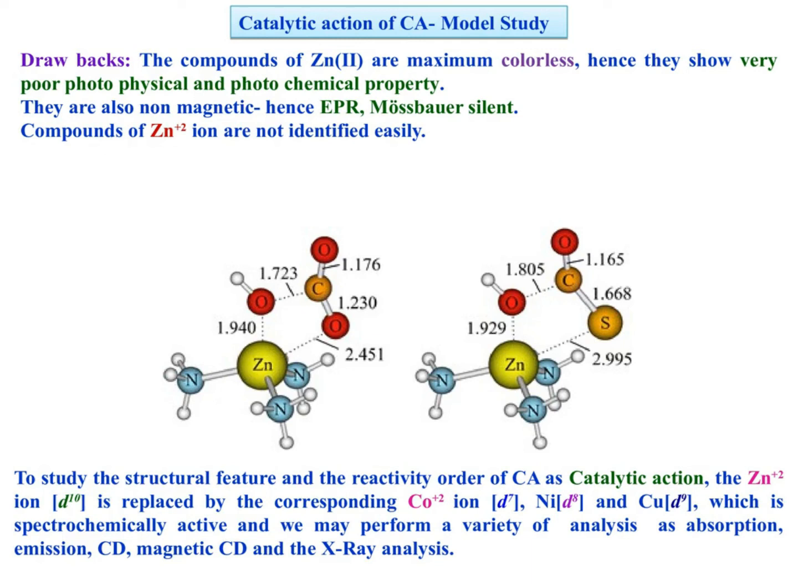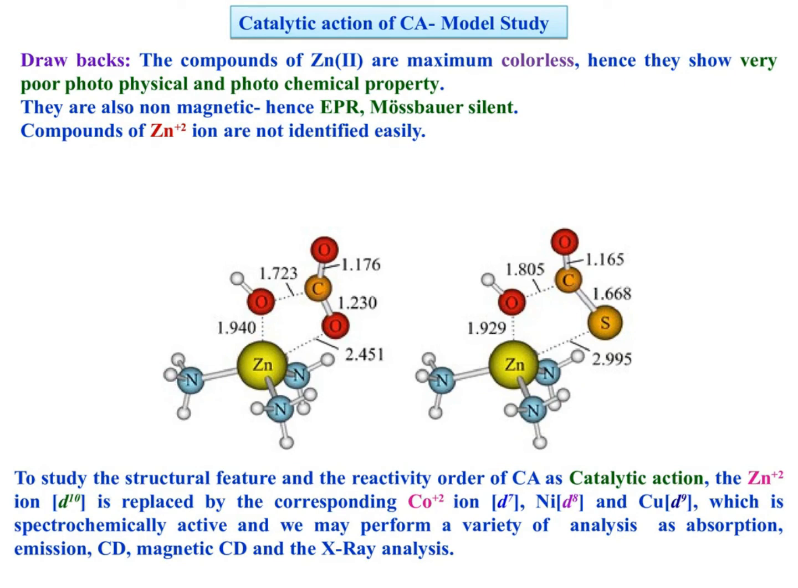Again, since zinc 2 is diamagnetic, EPR and Mossbauer are silent. So it is very difficult to identify this type of enzyme and its enzymatic activity in vivo. So what is the solution to this problem? The only solution is molecular modeling in vitro.